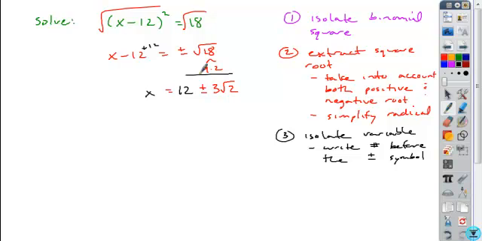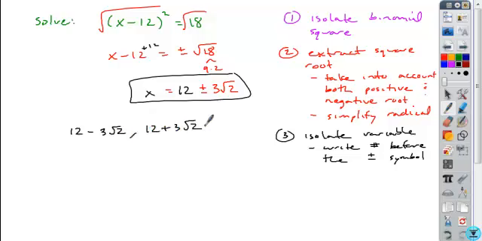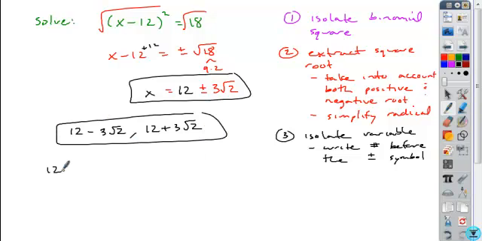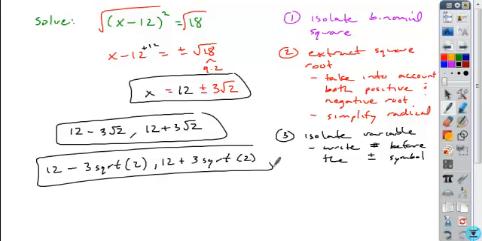Now notice there are two solutions here. X is 12 minus 3 root 2, as well as 12 plus 3 root 2. So you do have two solutions. And again, if you are writing this online, you'll use the abbreviations for the square root. And so your answer online would look like this final submission. If you do get a chance to check your solutions, once again, always a good idea.